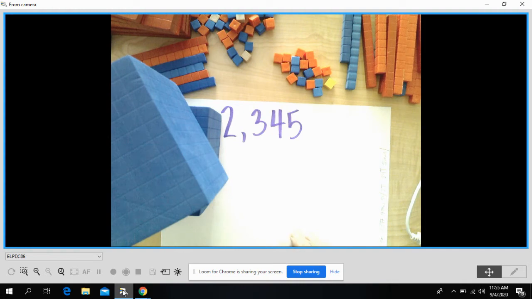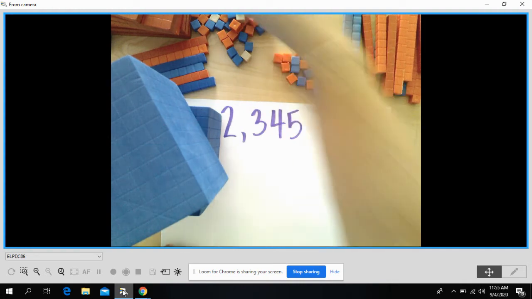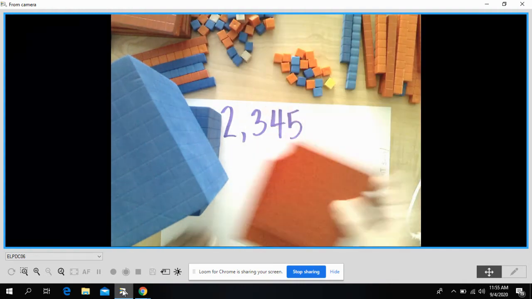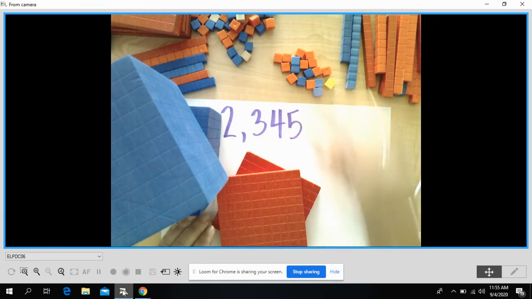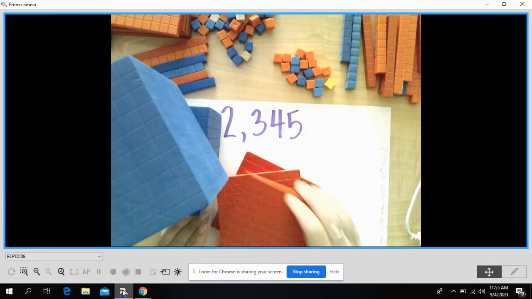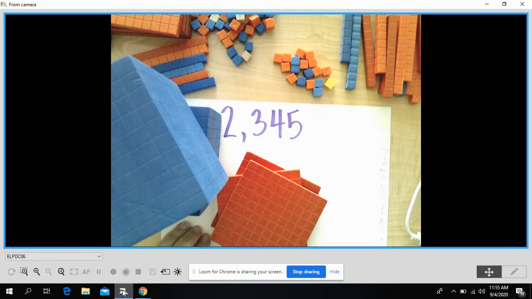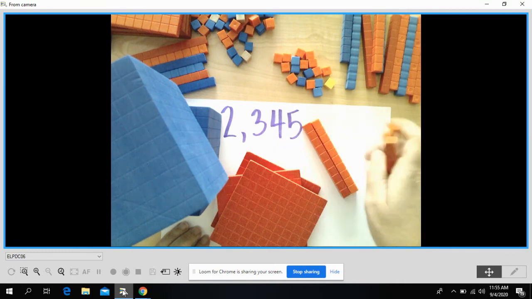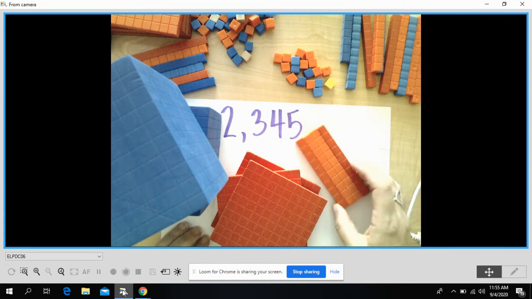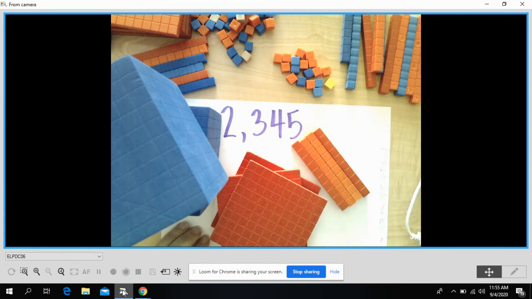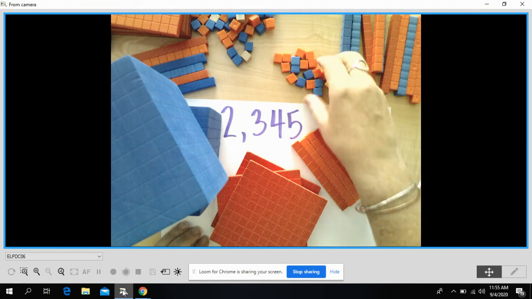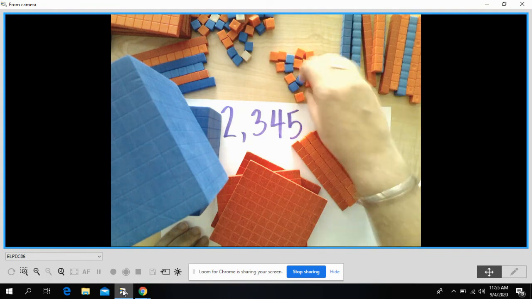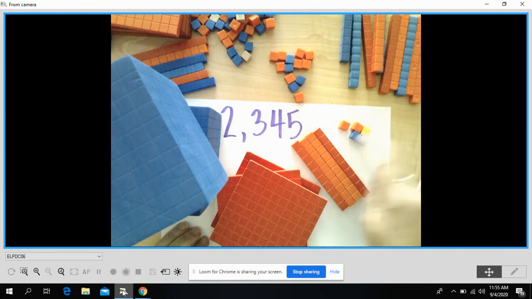How many hundreds do we need? You got it, we need 3. 100, 200, 300. How many tens do we need? 4 in the tens place, so that lets me know I need 4 tens. 10, 20, 30, 40. And then how many ones do we need? You're right on track. We need 5. 1, 2, 3, 4, 5.